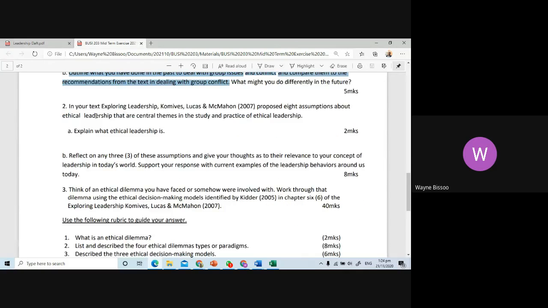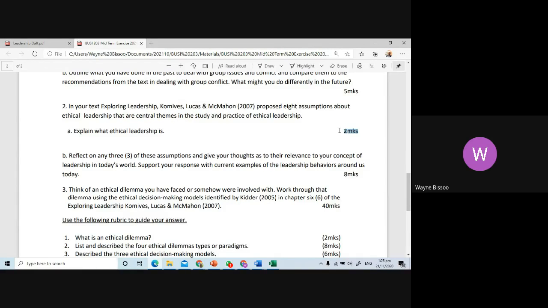Okay. Now the next question here for 2 marks is going to be based upon the chapter on ethical leadership. This is chapter 6. It's just a simple question here. Explain what ethical leadership is, for 2 marks. That's basically what's in the text, and add your own small explanations in relation to that.